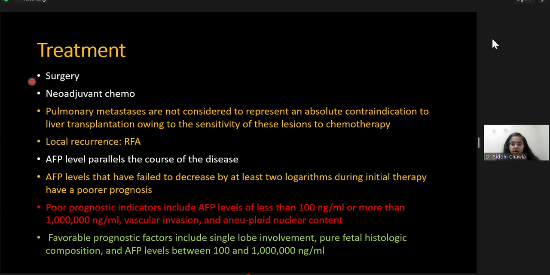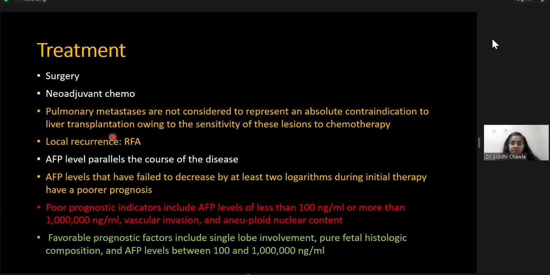So what about treatment? The treatment can be surgery. It is mostly not done first hand if the lesion is diagnosed to be a very large tumor, as it was seen in our case. First, the patient goes for neoadjuvant chemotherapy, and when we are sure that the patient does not have any metastatic lesion and we are able to resect the tumor in entirety, then only is the surgery performed. Important thing is pulmonary metastases are not considered an absolute contraindication to liver transplantation because these lesions are very sensitive to chemotherapy.